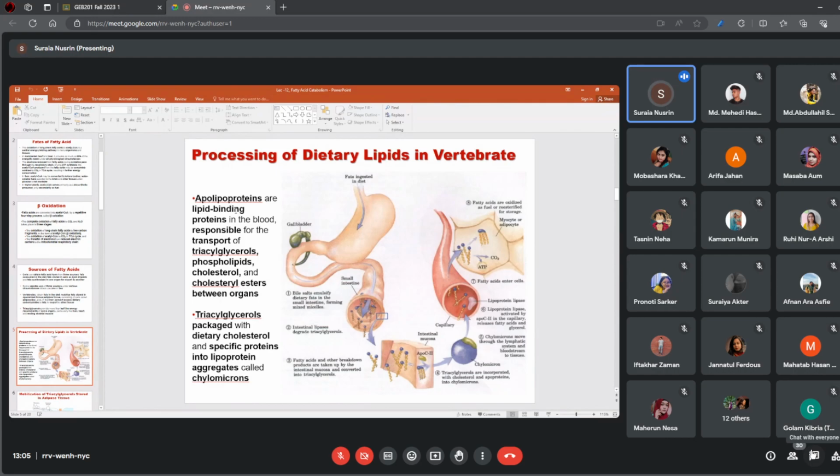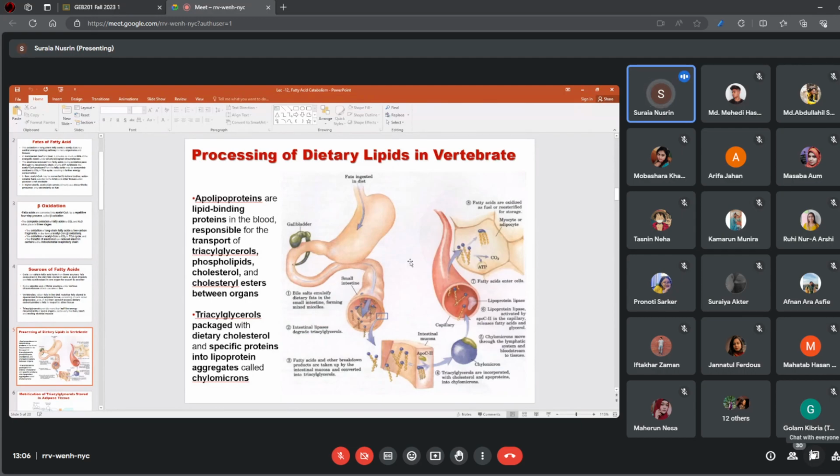One is apolipoproteins. These are lipid binding proteins present in blood, and their function is to transport different lipid molecules such as triacylglycerol, phospholipids, cholesterol esters between organs. Another one, chylomicrons. Chylomicrons are made up of triacylglycerols together with dietary cholesterol and lipoproteins. Together, they give rise to the aggregates called chylomicrons.